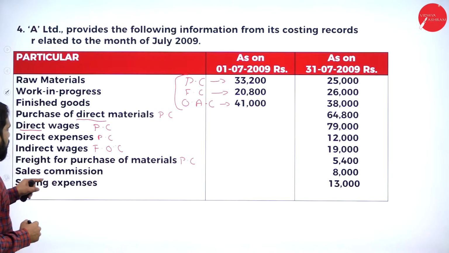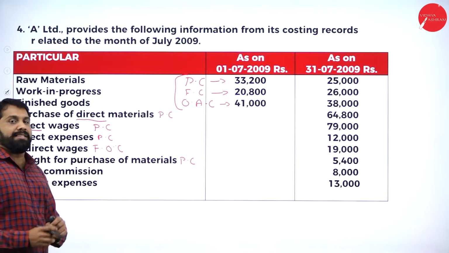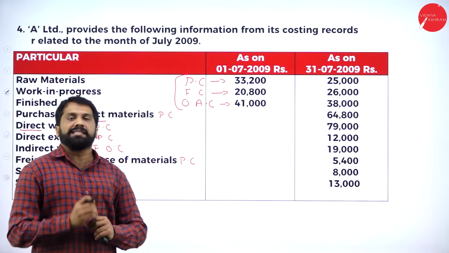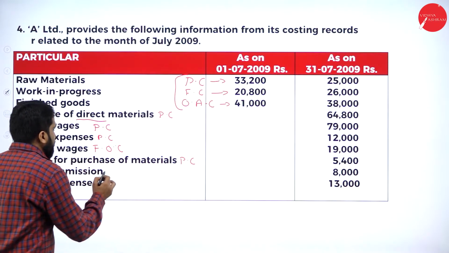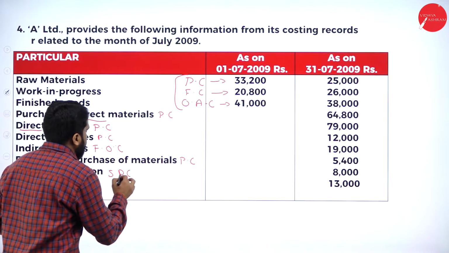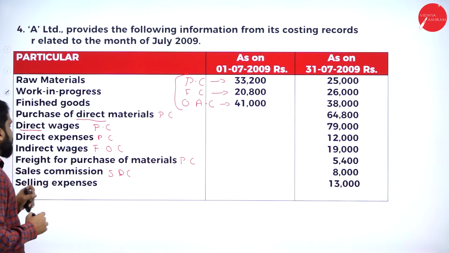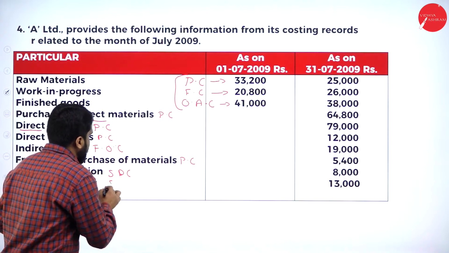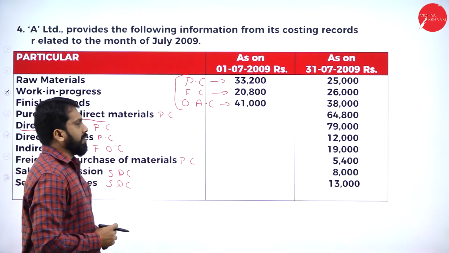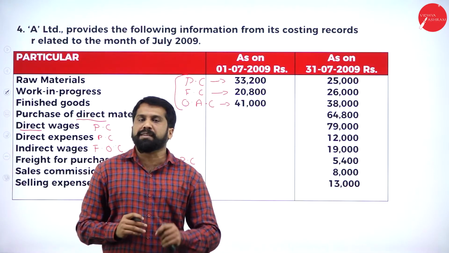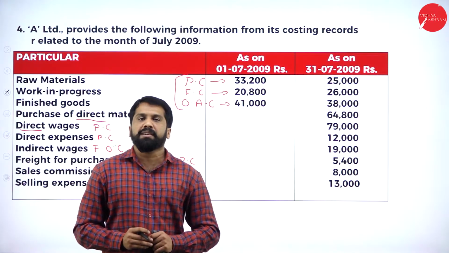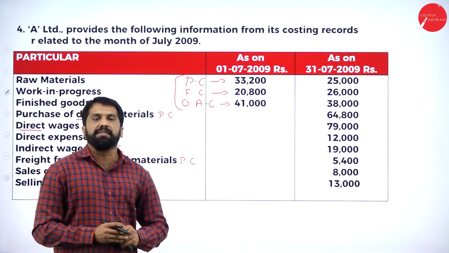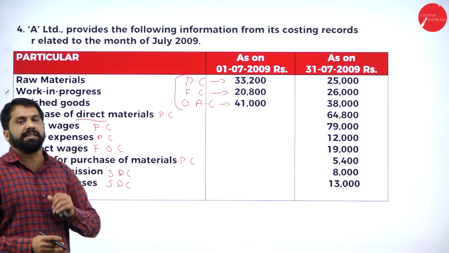Then sales commission. The word itself says that it is sales. Sales commission comes under selling and distribution cost. Then your selling expenses, similar, easy to find out. This is also selling and distribution cost. So almost we have completed the first part of your question. Please take a screenshot or have a look so that you will understand which of these things come under which.